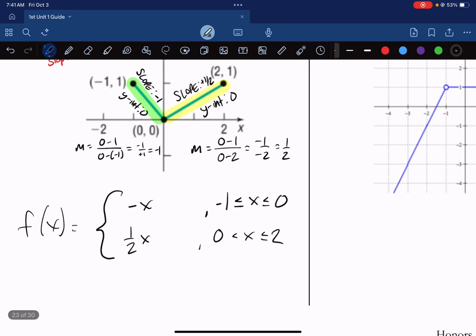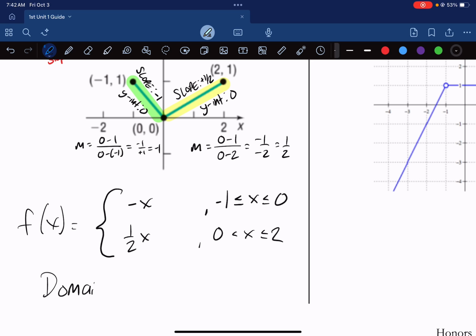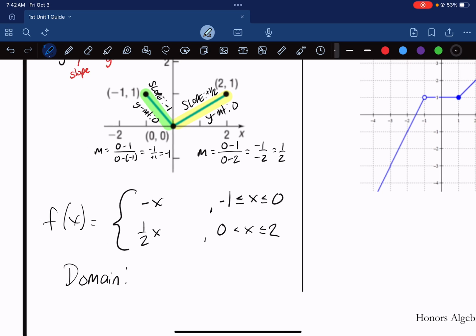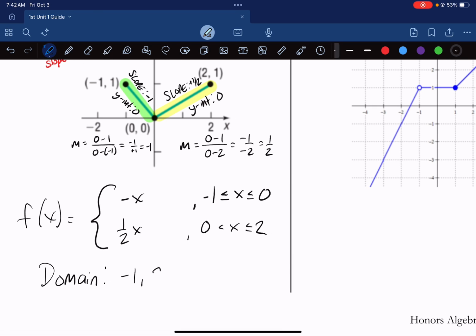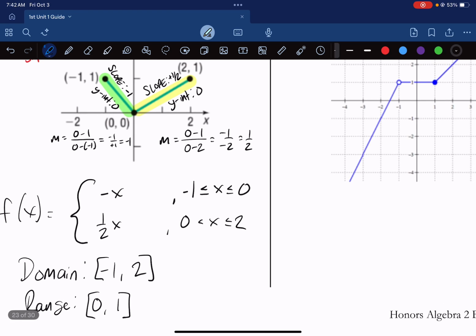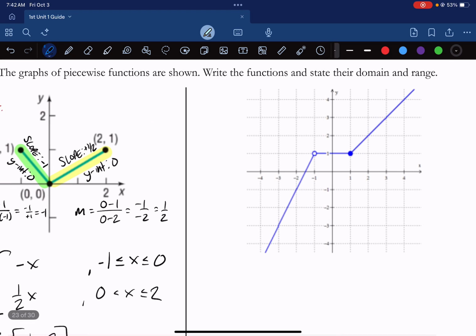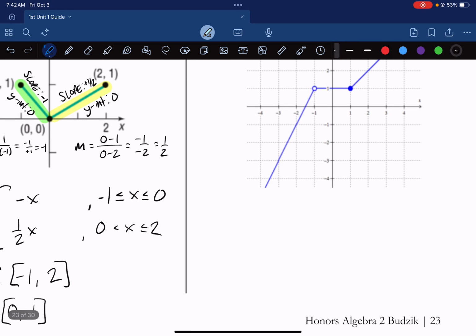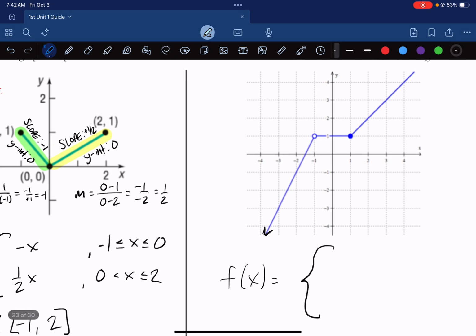And now to its domain. We see that its domain goes from -1 to 2 inclusive, so we're going to put those brackets. And then the range is from 0 up to 1, inclusive of both as well. Okay, so now going to my next one. I see I have 3 pieces here that I need to work with. And we're going to throw arrows on those as well.